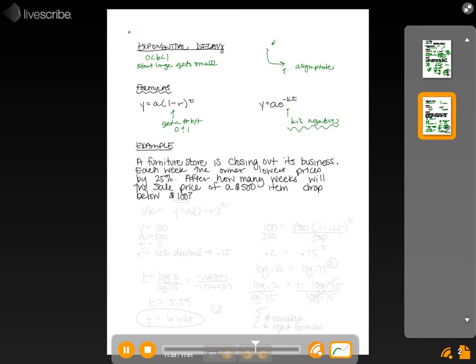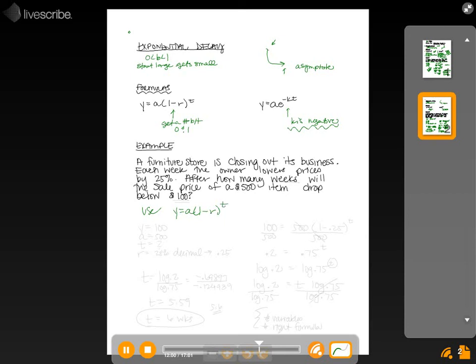Okay, here's our example. It says a furniture store is closing out its business. Each week the owner lowers prices by 25%. After how many weeks will the sale price of a $500 item drop below $100? Well, they tell us everything we need to know in that problem. And notice there's nothing about k, so we're not going to use that second formula. We're going to use y equals a times (1 minus r) to the t power.